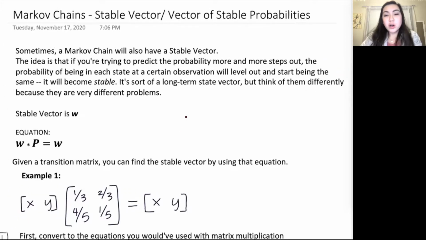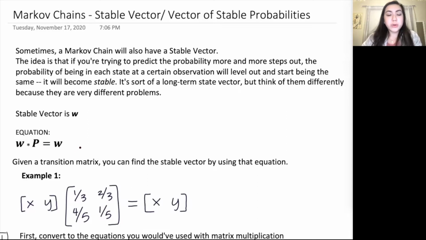So it's sort of a long-term state vector, but it's different from state vector problems, so don't get them confused. The stable vector is represented by the letter W, and the equation we're going to use is W times P, the transition matrix, is equal to W. So this is saying this is your probability of being in each state. No matter how you transition, you're going to end up with the same probabilities. If you don't understand all the theory behind it, that's fine. It's upper level math, but make sure you know how to use the equation.